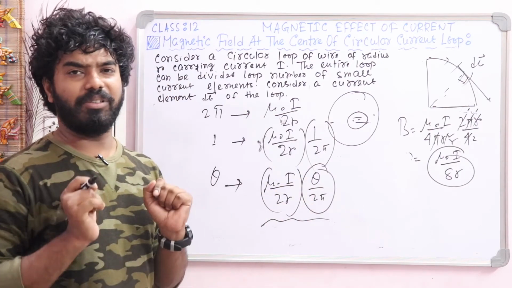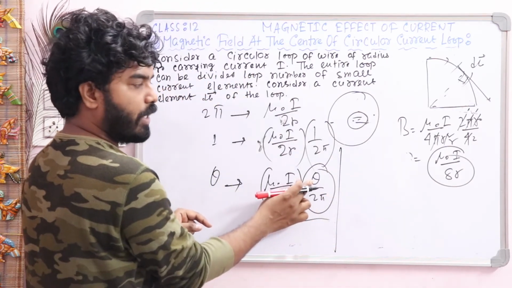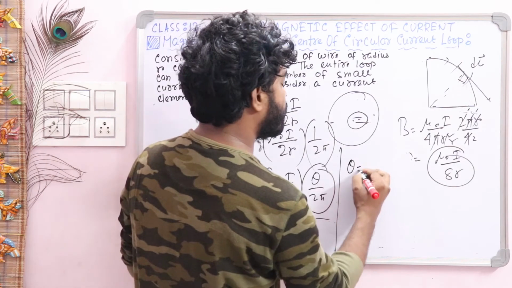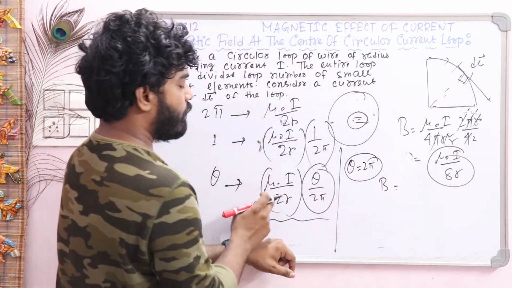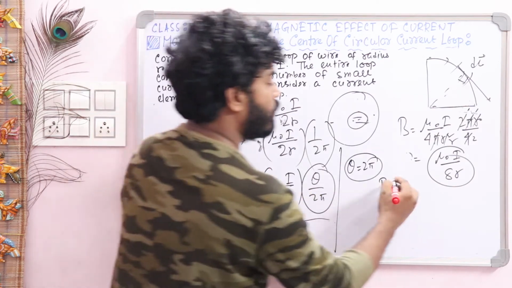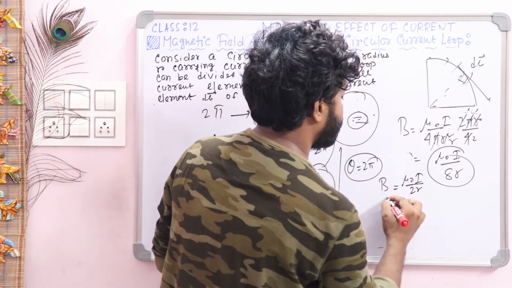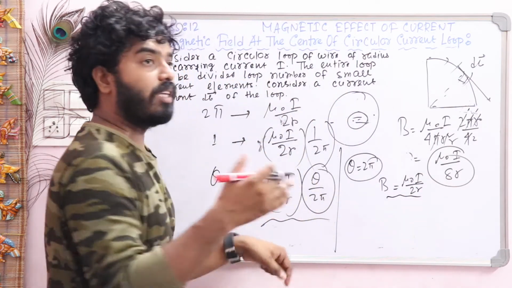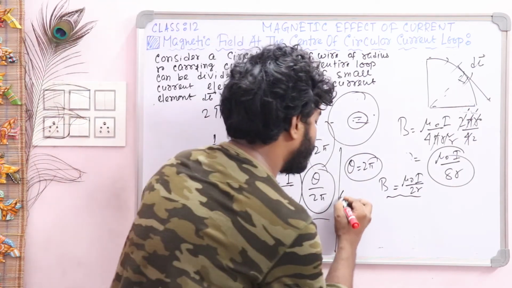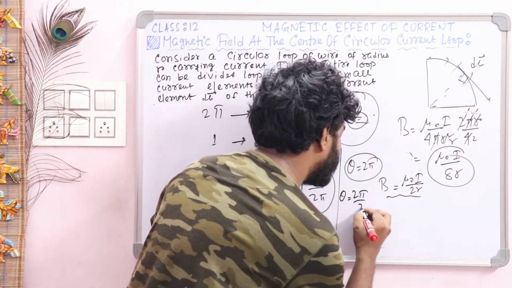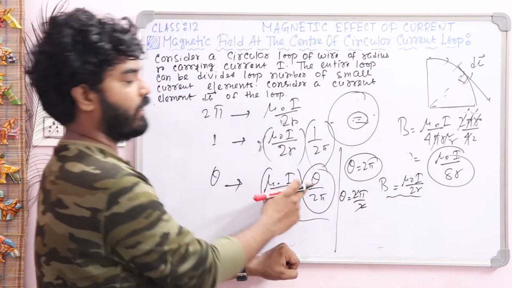Now use a simple concept. For a circular loop, theta is 2 pi. So if we use theta equal to 2 pi, you see the expression mu naught I divided by 2r, the 2 pi cancels out. So this is the expression of magnetic field for a circular loop. Now for a semicircle, what is the value of theta? For a semicircle, theta will be 2 pi divided by 2, that is pi. Now you use pi here.